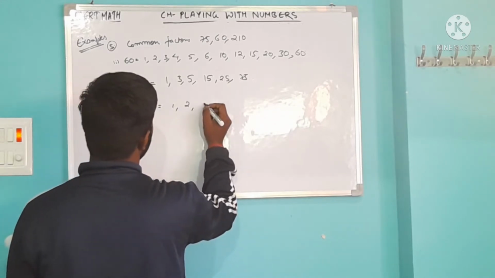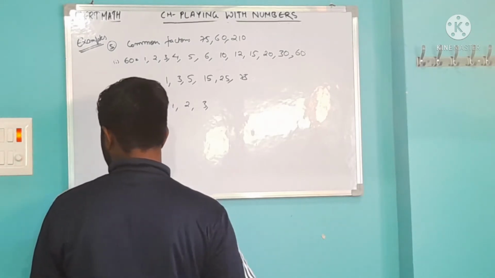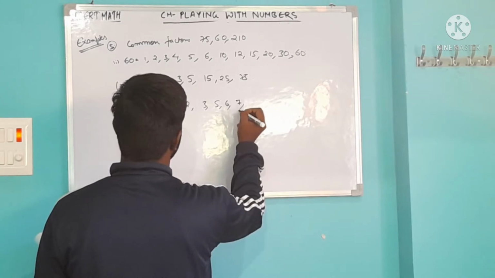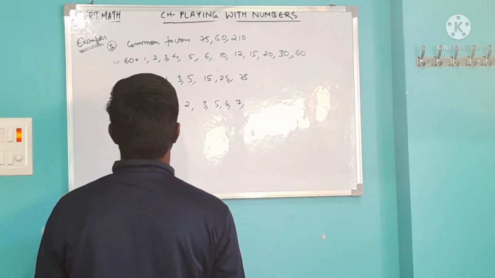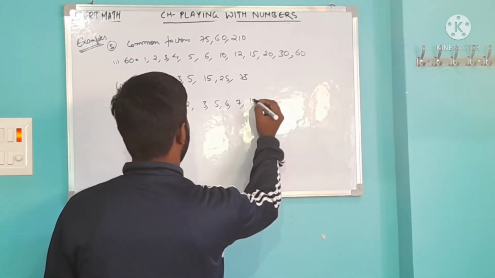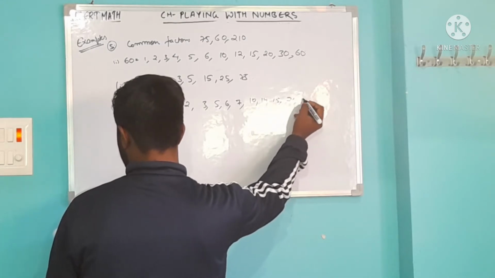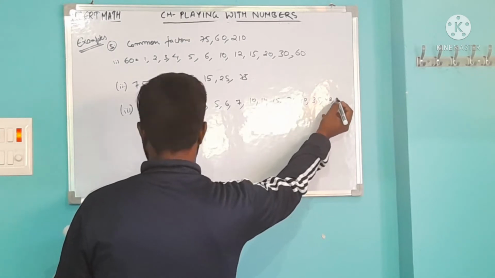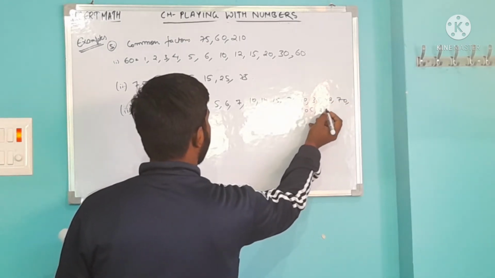So our third number will be 210. Its factors are 1, 2, 3, 5, 6, 7, 10, 14, 15, 21, 30, 35, 42, 70, 105 and 210 itself.